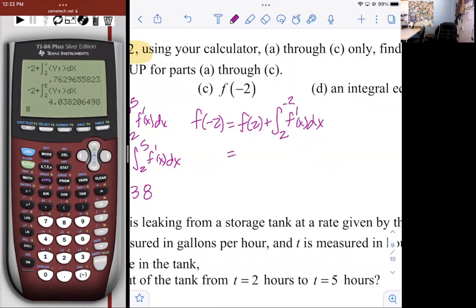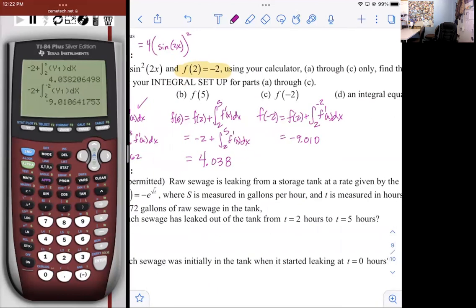I know what f of 2 is. It's -2 plus math 9, getting used to the old math 9 thing here, from 2 to -2 of the first function, dx. Boom. Okay, -9.010 if you truncate, and I'm a big truncator. Okay, so any one of these three calculations, you might ask to do on a free response.